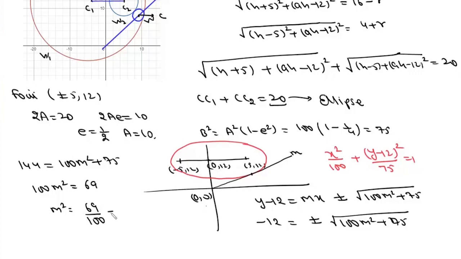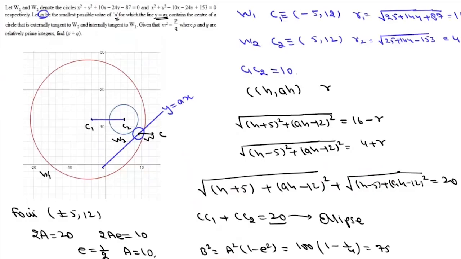Now it says this m square is p/q. We have to find the value of p+q. In this case, value of p+q is 169. So answer to this question is, value of p+q is 169.